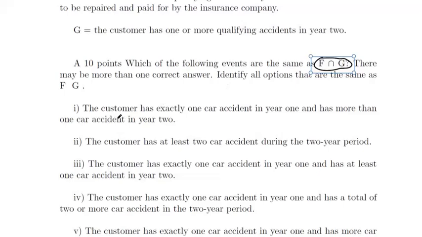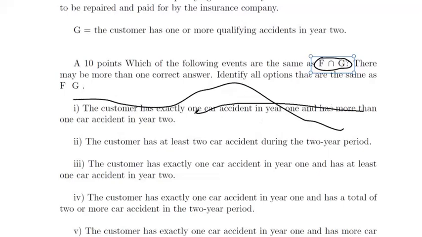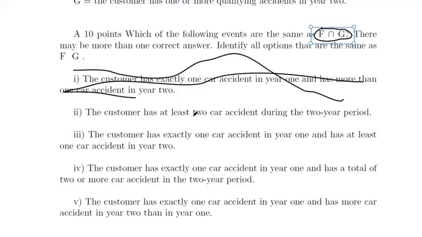So option 1, the customer had exactly 1 car accident in year 1. That's good, that's F. And has more than 1 car accident in year 2. That's close but not correct because it says more than 1. G says you could have 1 or more. So it's excluding the option of having just 1 accident in year 2.